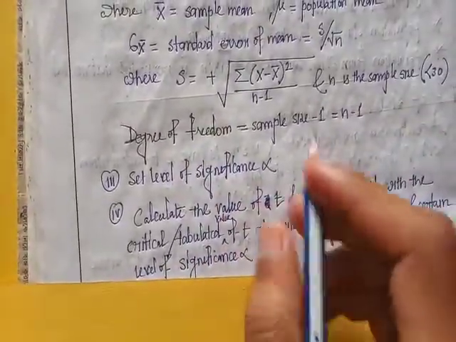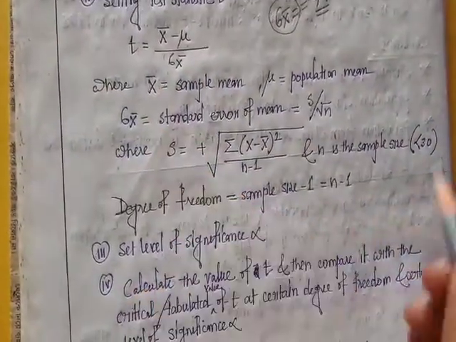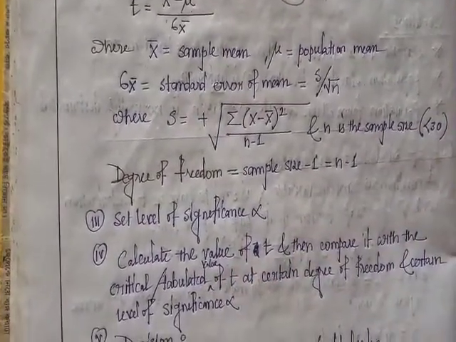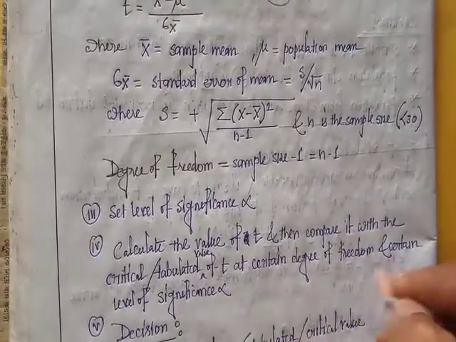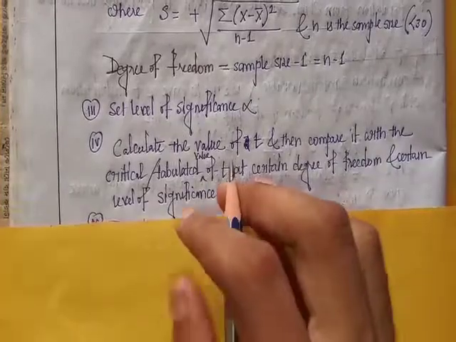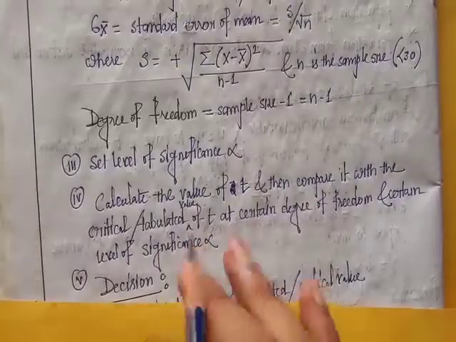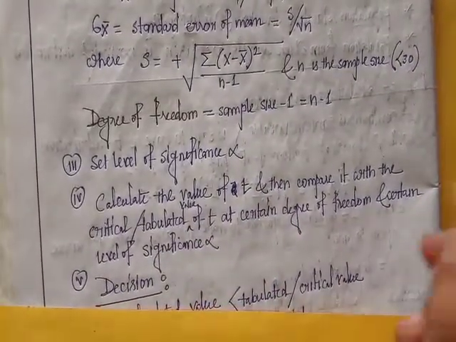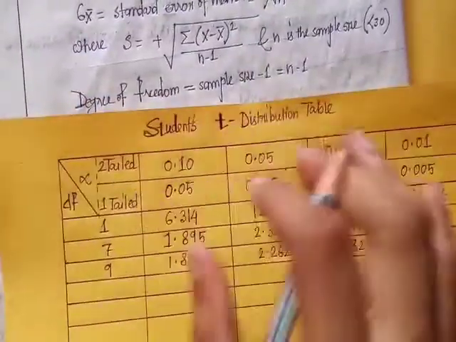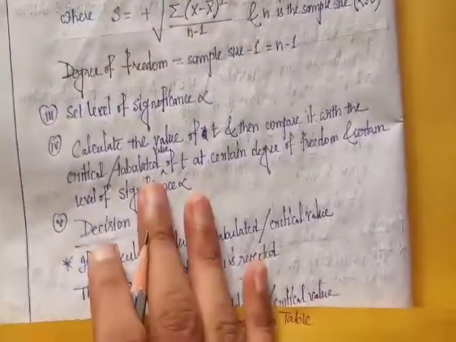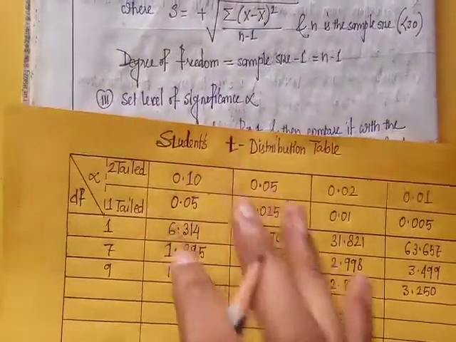Next, calculate the value of t. This is the calculated value of t. Then compare it with the critical or tabulated value of t at certain level of significance and certain degrees of freedom. So this is from the student t distribution tables. Calculate this value of t, which is the calculated value, and compare with the tabulated or critical values of t.